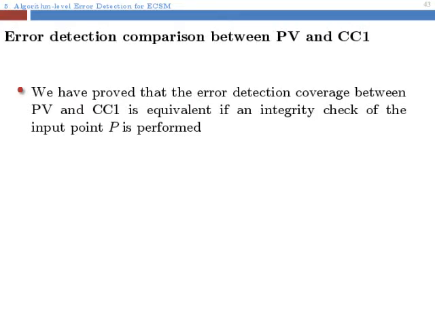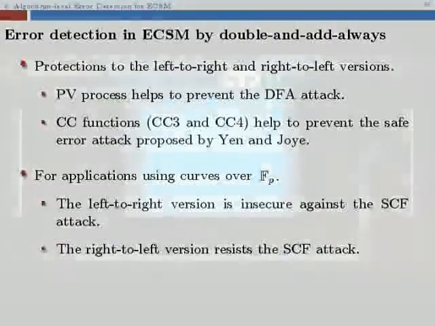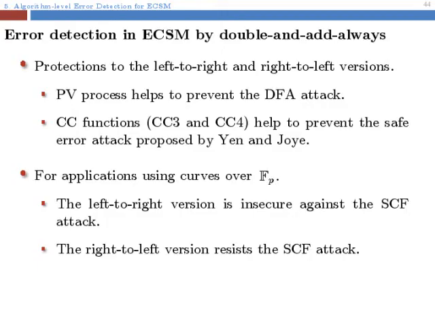We studied these two approaches, and we found that both approaches are equivalent in terms of error detection, if and only if the input point is P. In other words, we are sure about the integrity, that the P used at the end of the algorithm is the same input point. For that, we can do an integrity check only.